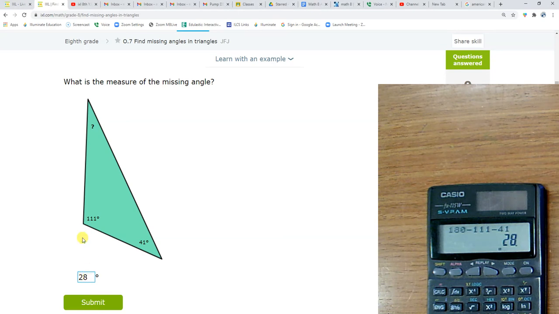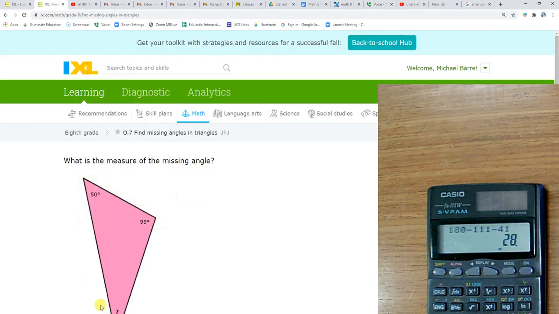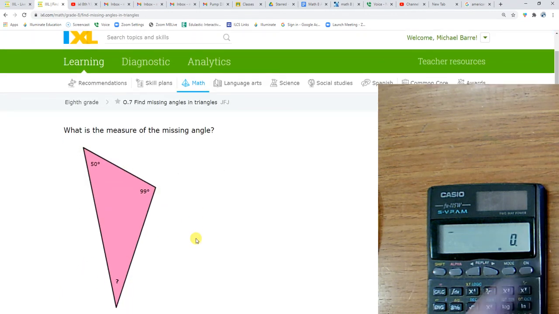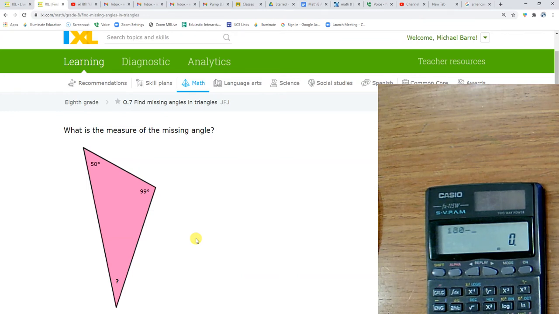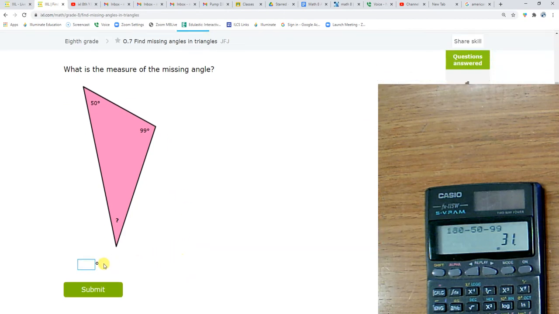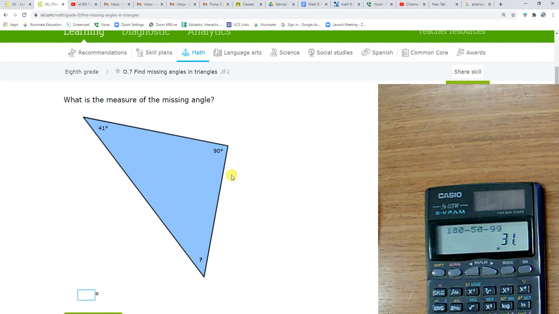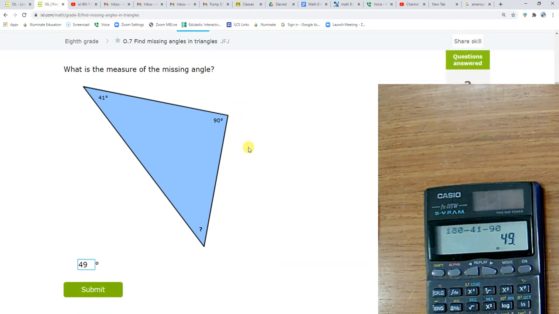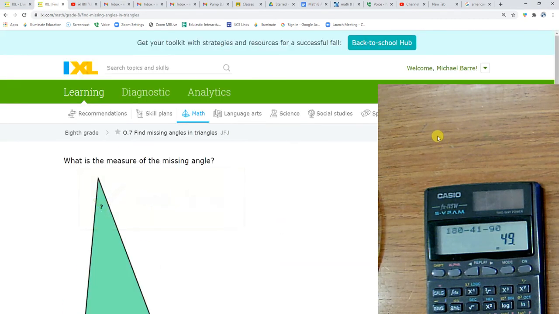which in this case is a 28. So 28 plus 111 plus 41 is going to add up to the 180. And I'm just going to do this over and over again. So I do 180, I'll subtract the angles I have, and I get a 31. And I do it again. So 180, subtract out the angles I have, and the missing angle is 49. And that's because 49 plus 41 plus 90 adds up to the 180 that I need for a triangle.